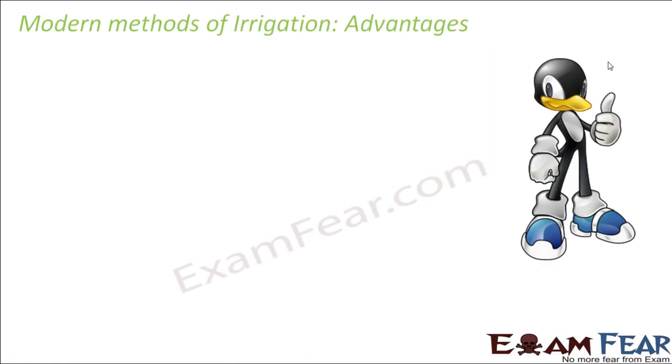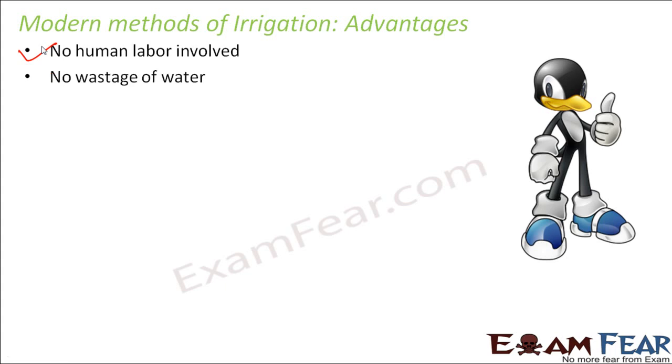So now that we have discussed the modern methods of irrigation, let us see if they could overcome the disadvantages associated with the traditional methods of irrigation. In these modern methods, no human labor is involved, whereas in traditional methods, human labor was involved, either in the form of human beings or in the form of cattle or animals. Even though human labor or cattle is cheaper, at least in India, it is quite less efficient.